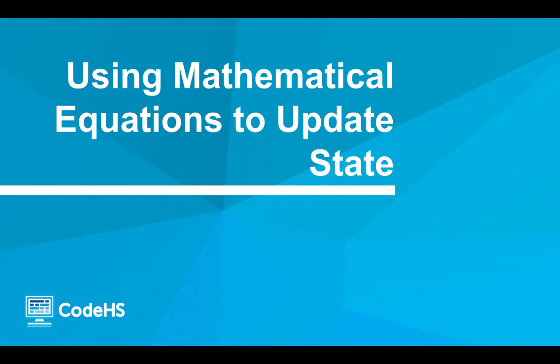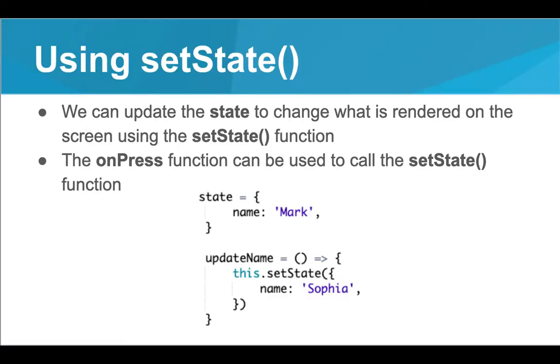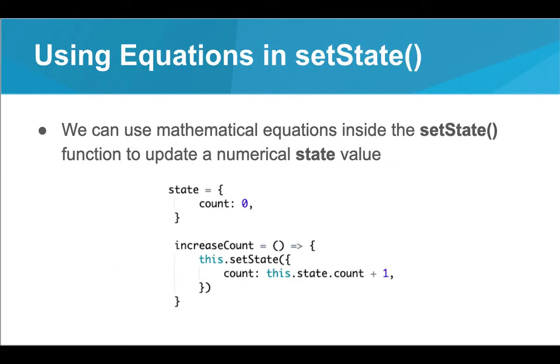Hi! In this lesson, we're going to look at how mathematical equations can be used to alter state values. We've already seen how the setState function can be used to update the value of a variable. But what if we wanted to have a variable that counted the number of times a user clicked a button, for example? Here's where we would want to use our mathematical equations inside our setState function.